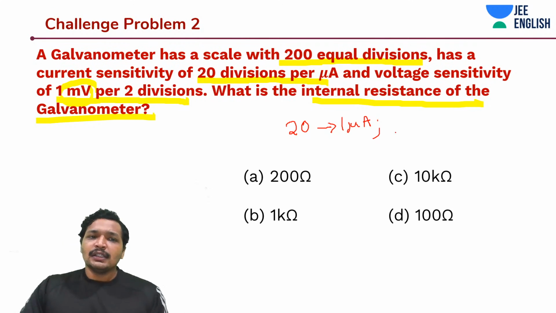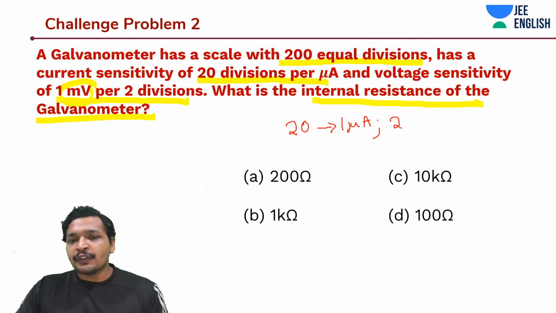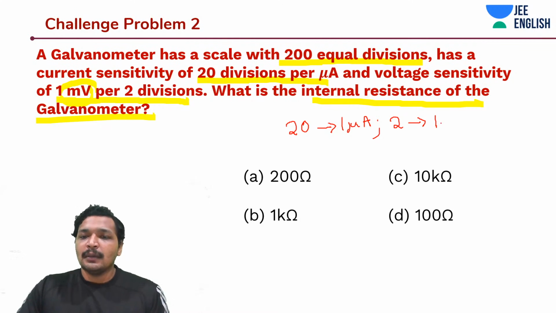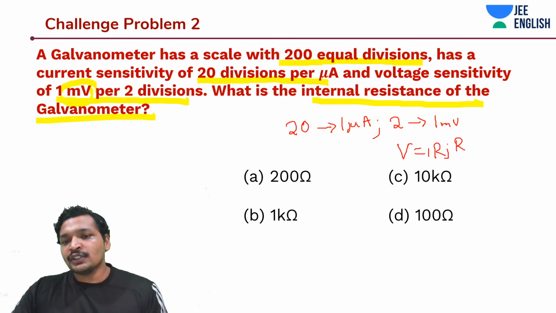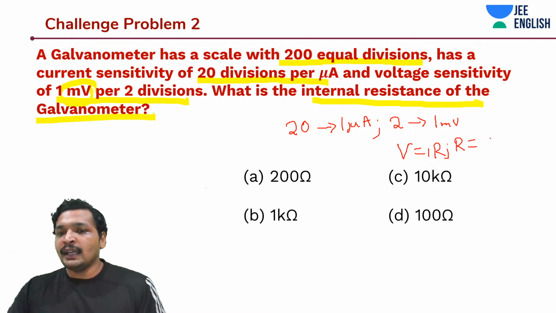Let's check it out. Okay, 2 divisions are giving you 1 millivolt. What are you going to apply? V is equal to IR. That's it. V is equal to IR. You want to find out R, so R is going to be V by I. What is V? 1 millivolt.